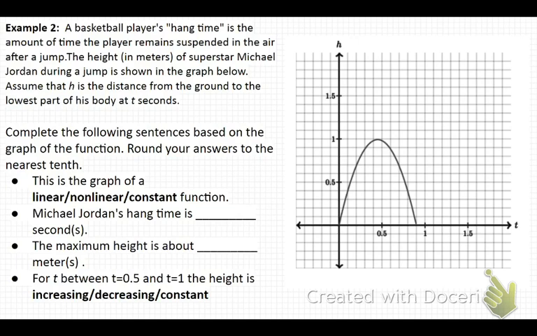This has to do with jumping, okay? So what kind of shape is this again? This is a parabola, okay? So this is the basketball player jumping. It says the height in meters of superstar Michael Jordan during a jump is shown on the graph below. So this is one of Michael Jordan's jumps, okay? Assume that h is the distance from the ground. So h, vertical height, is the distance from the ground to the lowest part of his body, which we're going to assume is his feet, at t seconds, okay?